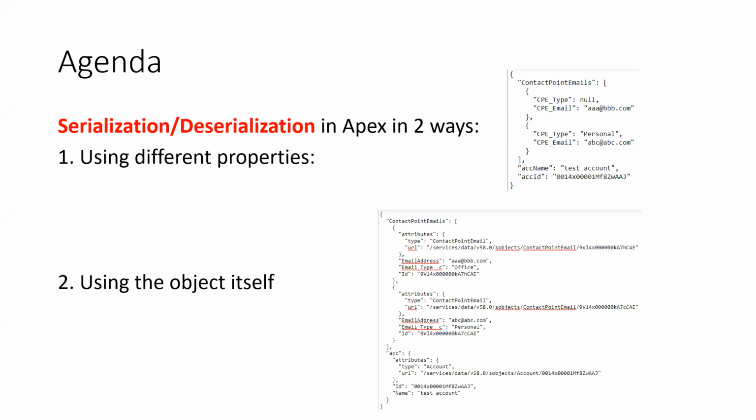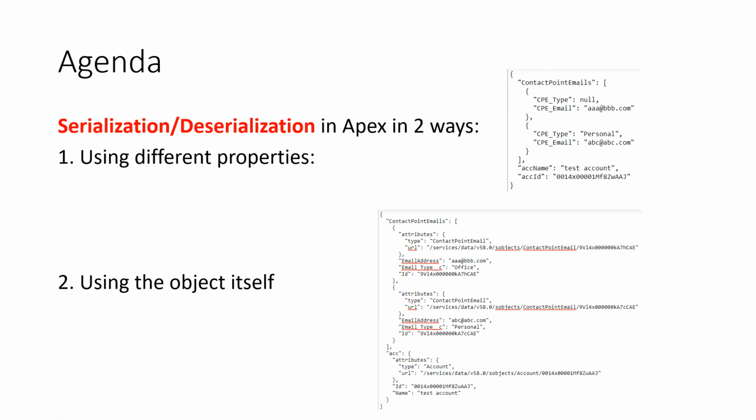Either we serialize into a JSON format, that is called serialization, or we get the JSON string, which is basically this, and convert that into the records of our objects in our org. So that is what we are going to do.